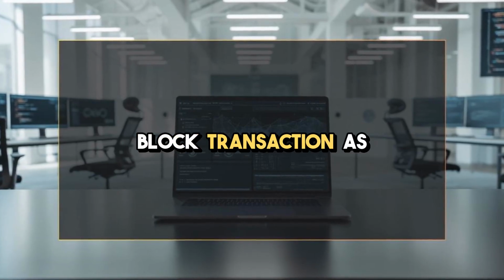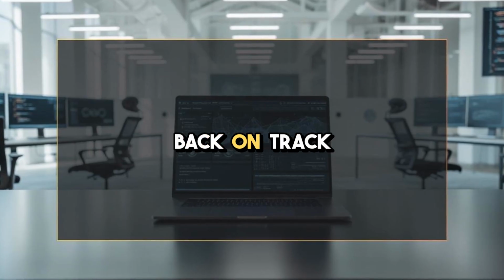Now, you know exactly how to manage and fix blocked transactions easily and keep your banking experience smooth and worry-free. Don't stress over a blocked transaction, as following these steps will get you back on track quickly.